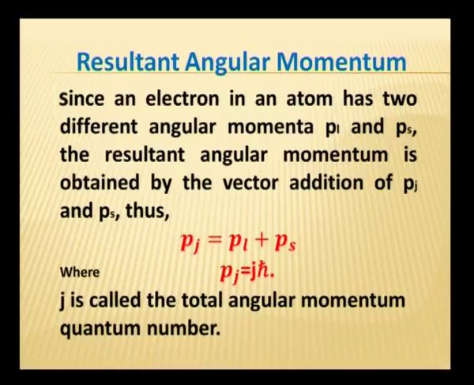So, when you take an electron, it will have orbital momentum, that is PL, and spin momentum PS. These two can be vectorially added. The vector addition gives Pj. Pj will be j times h cross, and this j is called the total angular momentum quantum number, or the resultant angular momentum quantum number, because the total angular momentum means the addition of both the orbital angular momentum and the spin momentum.